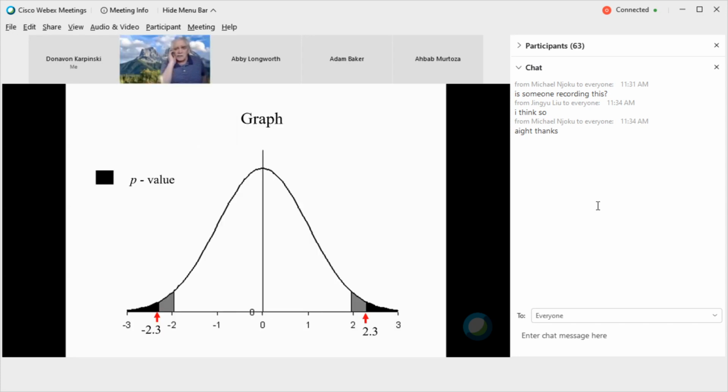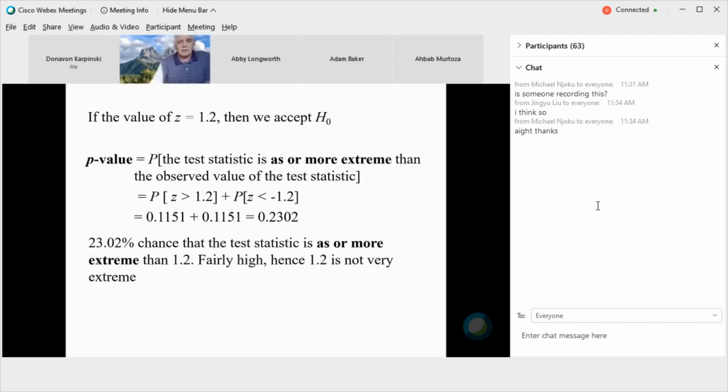So there's a graph. The gray area is the critical region for a Z test with alpha equal to 0.05. The observed value of the test statistic was 2.3. The black area is the p-value. If you got a value of 1.2, you would have accepted.